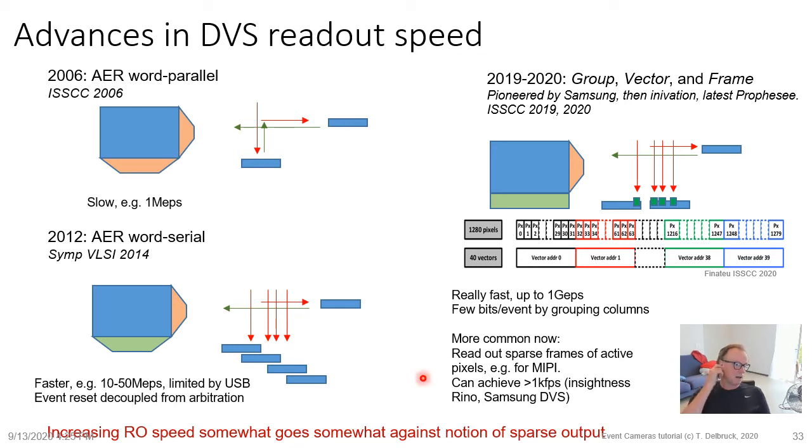I have to say, in relation to this DVS readout speed increase, this increasing readout speed somewhat goes against the notion of sparse output that the whole thing started with. Ideally, you shouldn't need this very high readout speed, but still it's good to have it, especially if your camera is moving, like in a driving or flying scenario.